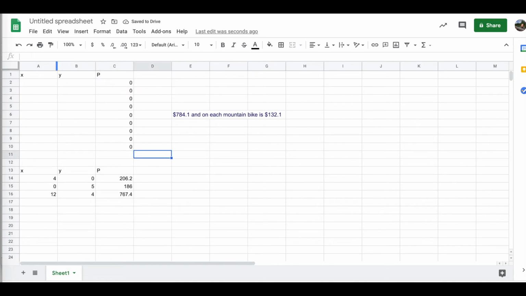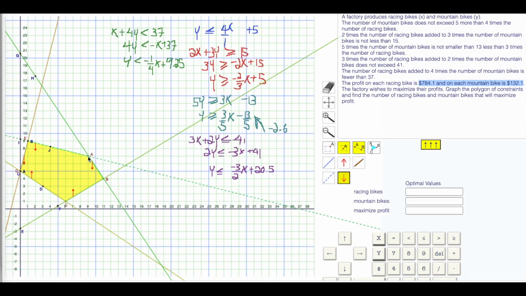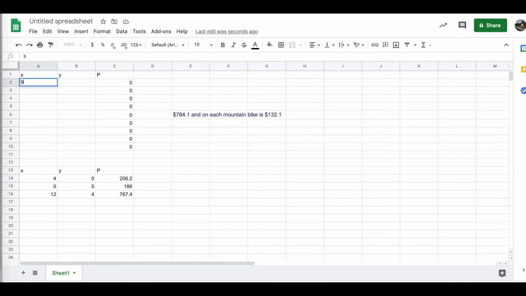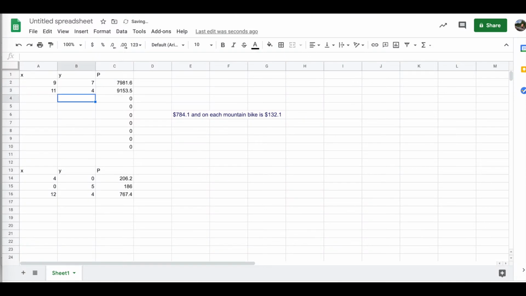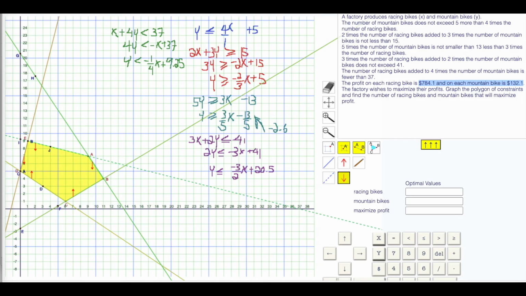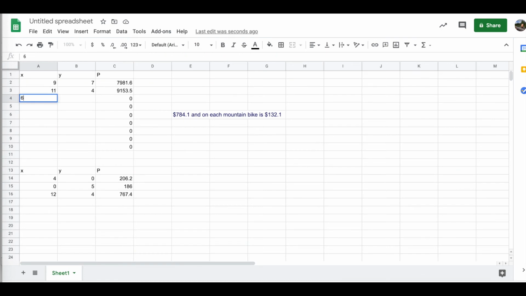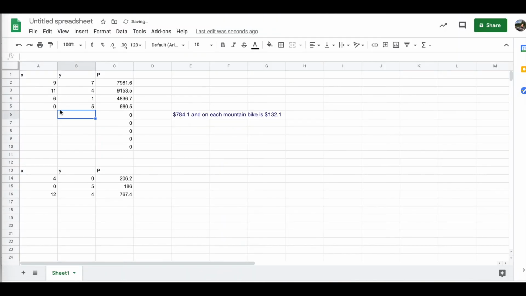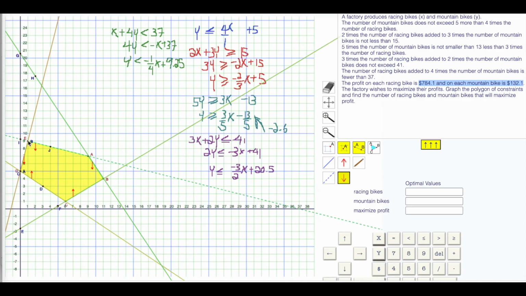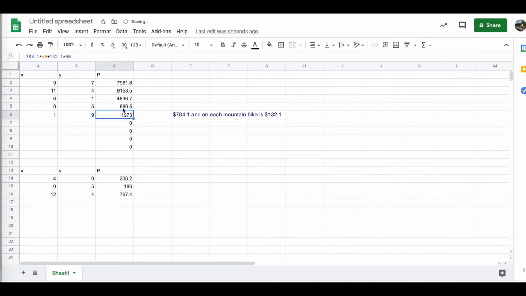Let's go back and look at our vertices. We have, here, let's start with the A1. It's at 9, 7. X is 9, the Y is 7. And that gives us $7,981.60. The next one is the B point. It's at 11, 4. And the next one is 6, 1. Is the C point. And the next one, the D point, is 0, 5. And the last one, the E point, is 1, 9. Which one is the biggest? It's this point right here, 11, 4.